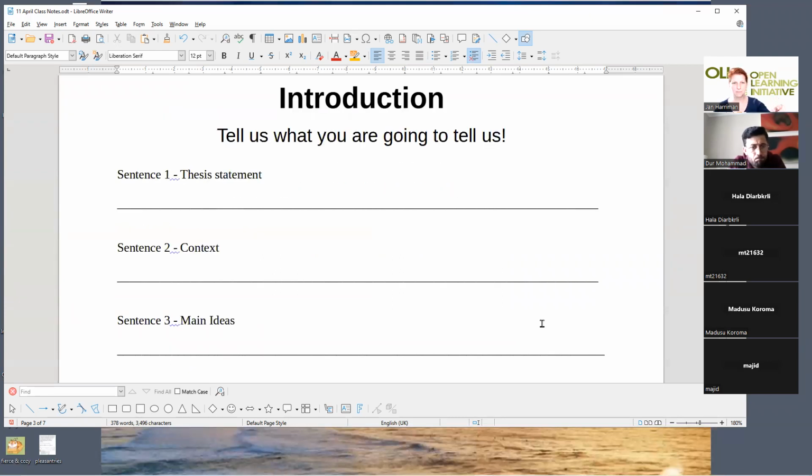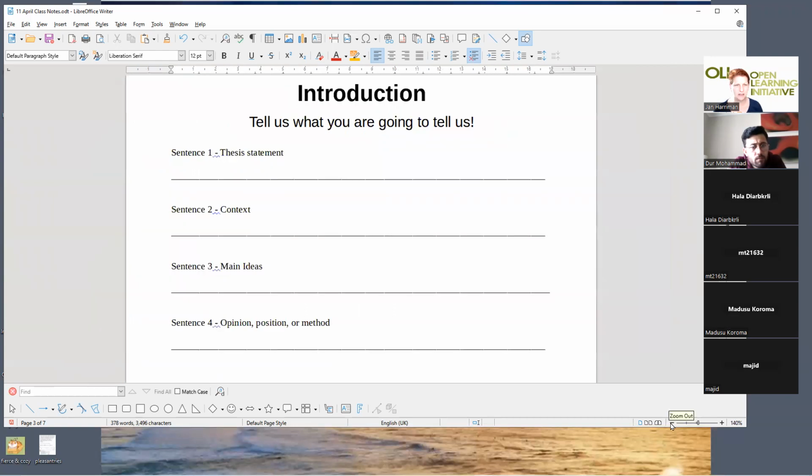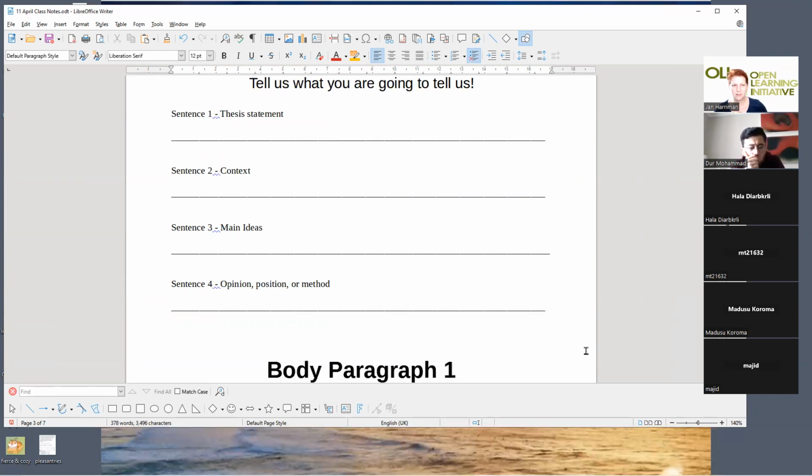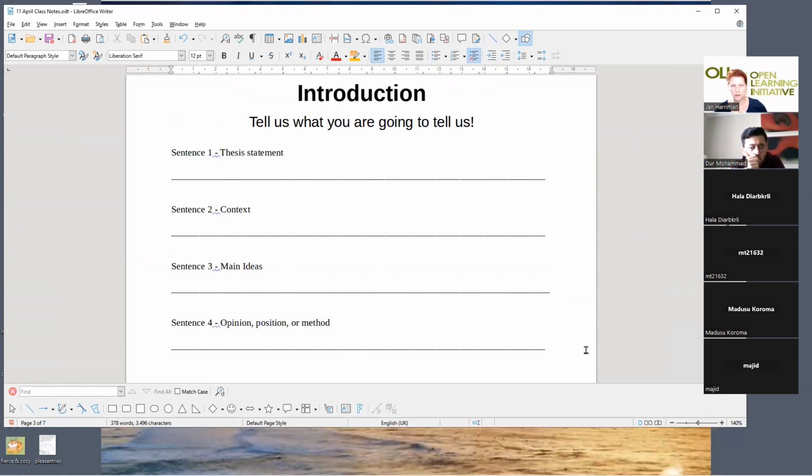And this is what I've included on this one, and this will be in the PDF for this class. So this is a structure of what that paragraph should be. Okay, these are the things that should be in that introduction paragraph. The thesis statement, what is it about? The context of it, what the main ideas are that need to be discussed, and what opinion or position or method you're going to be using.